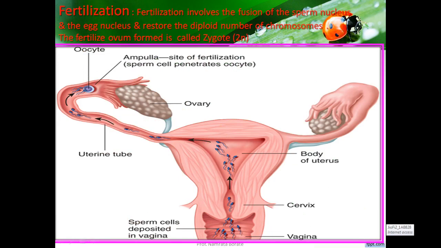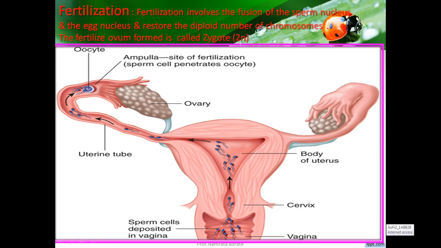Fertilization involves the fusion of the sperm nucleus and the egg nucleus, that is, the sperm pronucleus and the egg pronucleus, and restores the diploid number of chromosomes. The fertilized ovum is called a zygote. The sperm pronucleus carries 23 chromosomes and the egg pronucleus carries 23 chromosomes. Together, the zygote contains 46 chromosomes.